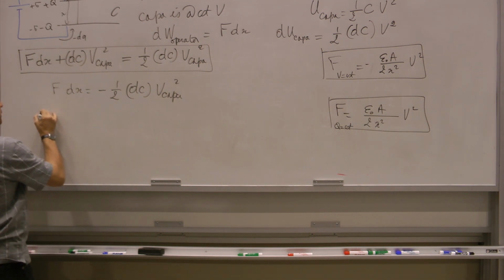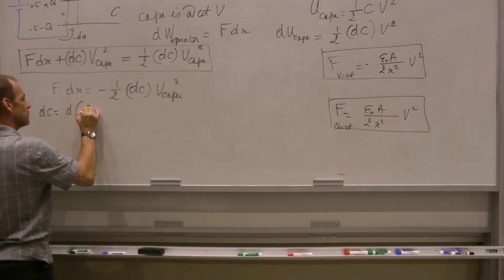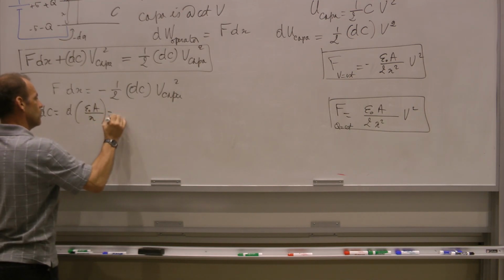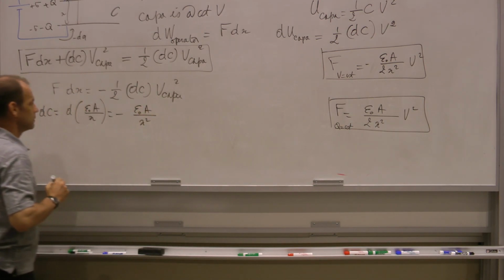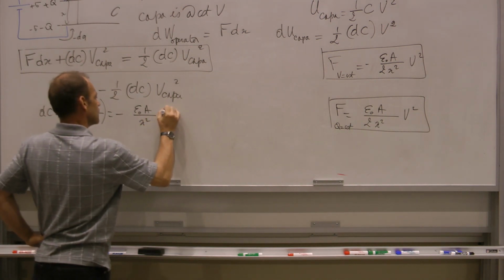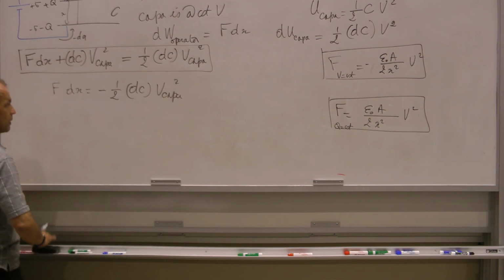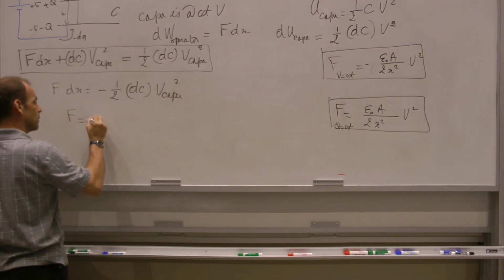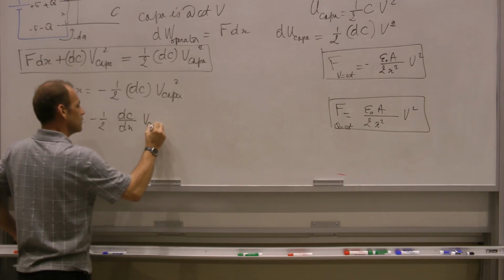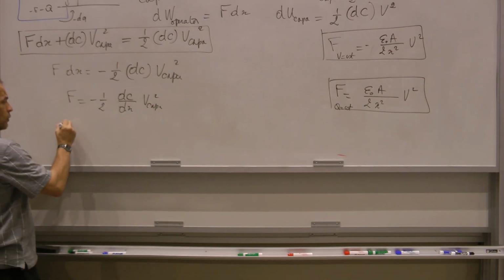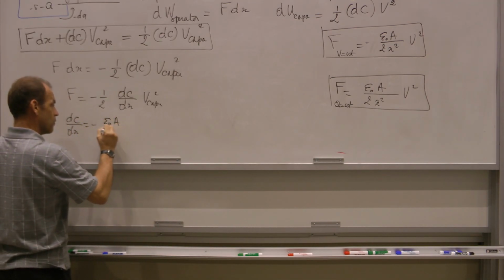Now, what do we have? dC is equal to what? Well, if you remember, it's d of epsilon 0 A over x, which is now negative epsilon 0 A over x squared times dx. Or in fact, just to make it simple, F is equal to, divide both sides by dx, negative 1/2 of dC over dx V kappa squared. So dC over dx, we've seen that, is equal to negative epsilon 0 A over x squared.